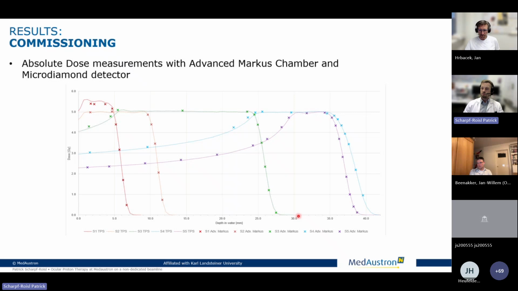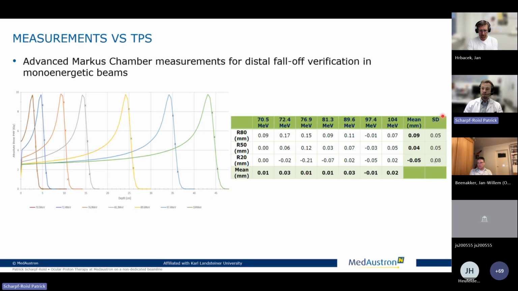There we see some absolute dose measurements with an Advanced Markus chamber. We also performed the same measurements for redundancy with a microDiamond detector, and we see the match in the SOPs. We performed an extensive and precise evaluation, especially in the distal range. We verified the R80, R50, and R20, and we can see here that our mean differences are below 0.1 millimeter, with a standard deviation of roughly 0.05 millimeter.